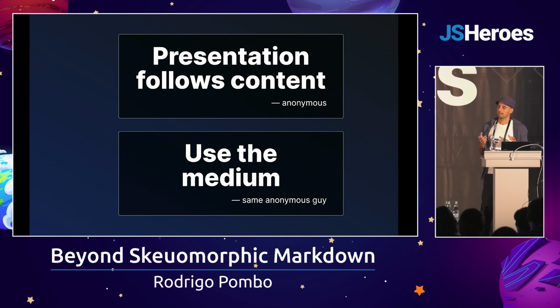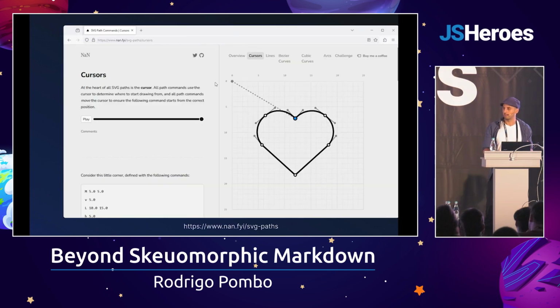And the other rule I have is use the medium. Let's say you make, I don't know, videos. You wouldn't emulate a book in a video. You would take advantage of the video format. And the same thing we could say about content websites. You want to take advantage of the features that the web has to offer. The web is a very powerful medium. So let's see some examples of this.